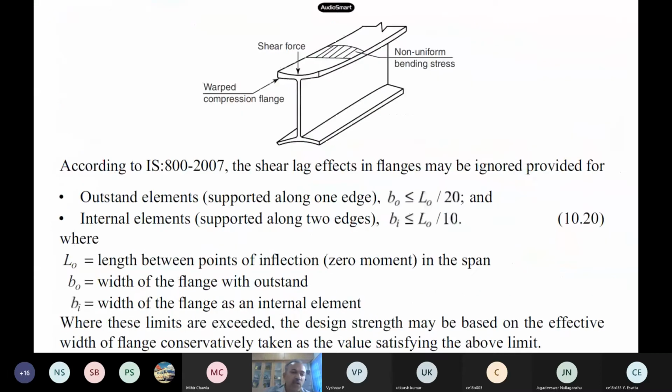Okay. Then we have the shear lag also. Of course the code doesn't say anything, but there is what we call the shear lag also. So generally this is shear lag, you remember, right? Previously also we have said this shear lag also came where?